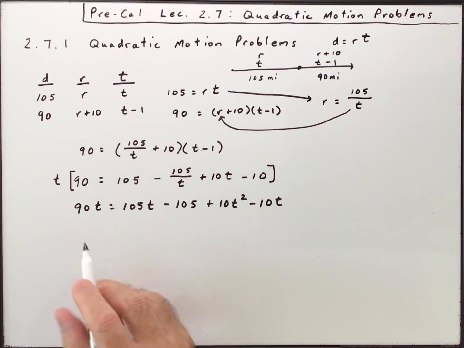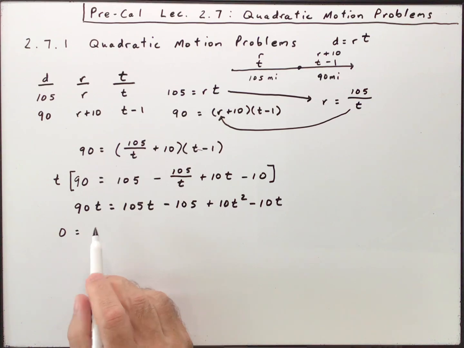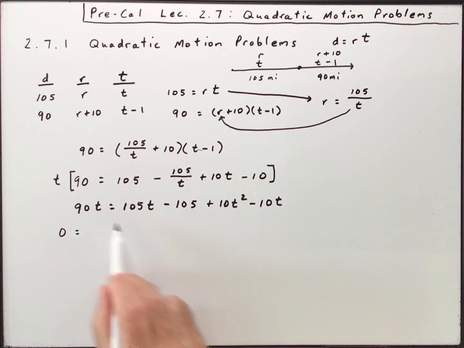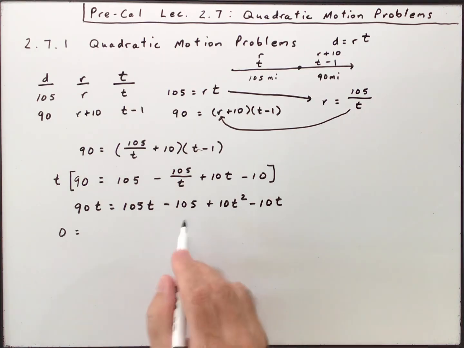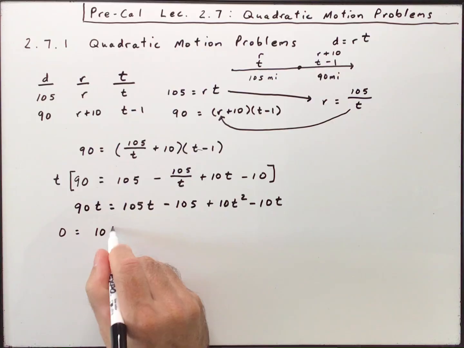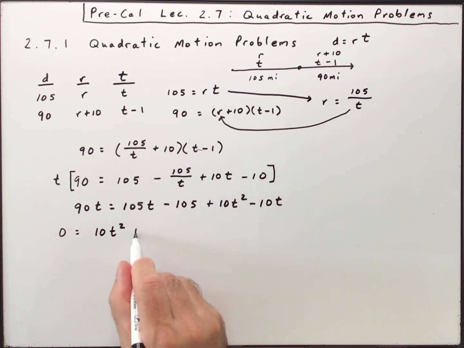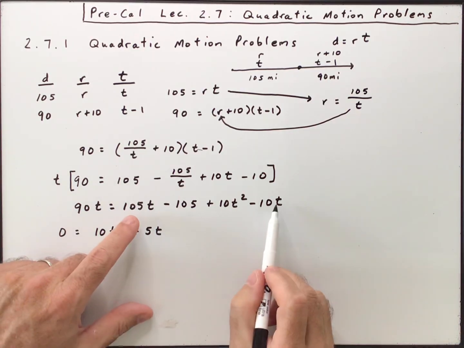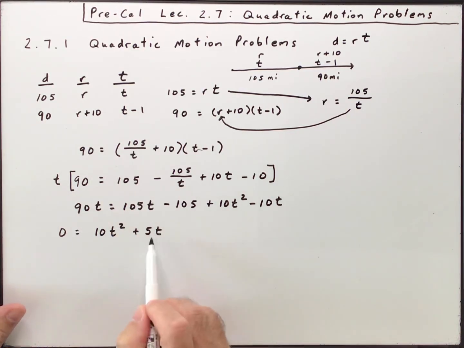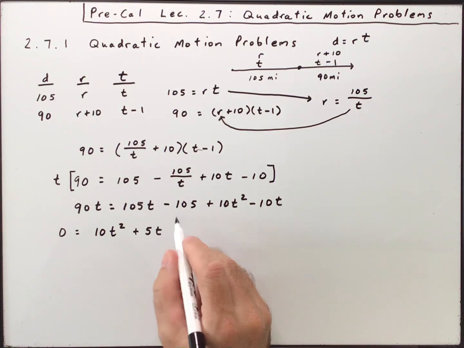Okay, let's set all this equal to 0. So we've got 0 is equal. I'm going to move the 90t over to the right. That'd be negative 90, right? So I would have 105 minus 90. That's 15 minus 10. I'm going to have a 10t squared. And then plus 5t. Because 105 minus 10 is 95. And then minus the 90 would be 5. Minus 105.